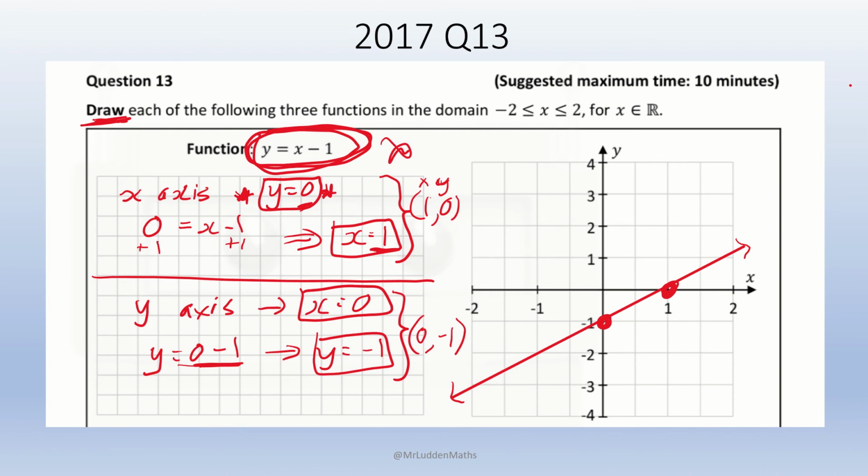That's linear functions, how to graph them, get where your graph crosses your x-axis, get where it crosses your y-axis, get your 2 points, join them. That's your question done.